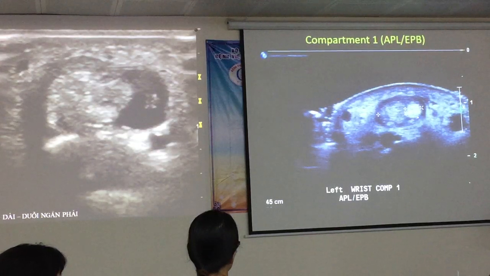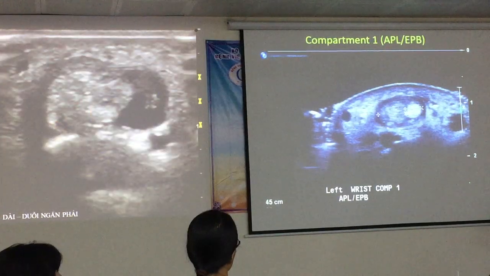And you can see that the EPB is right next door. And it looks like this is in a single sheath.